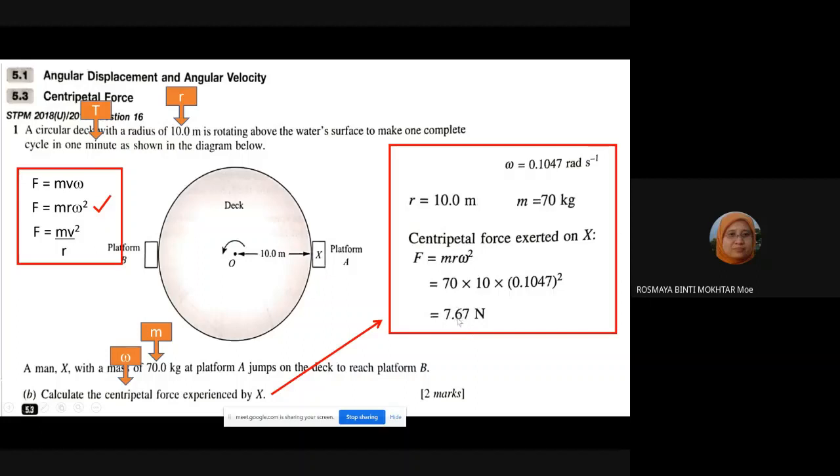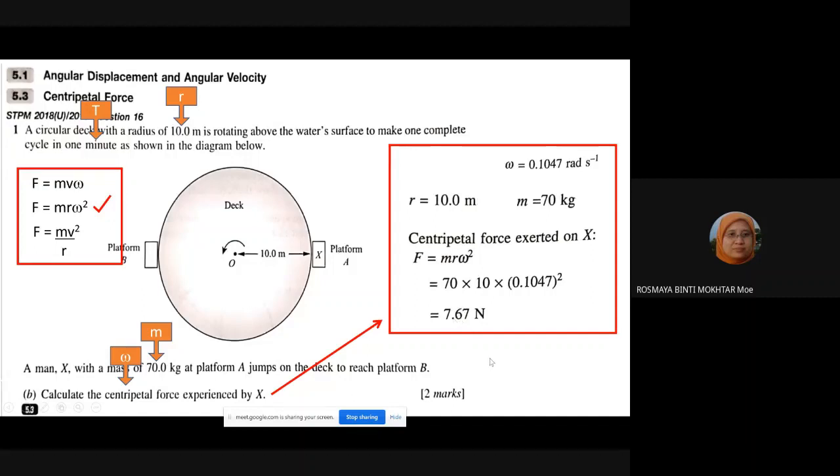So this is the final answer for centripetal force, 7.67 Newton. You can write here in 3 significant figures because the given R is 3 significant figures, even though m is only 1 or 2 significant figures. So you may write 3 or 2 actually, for the number of significant figures.